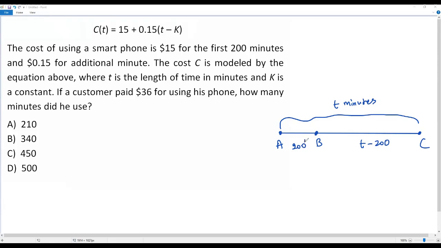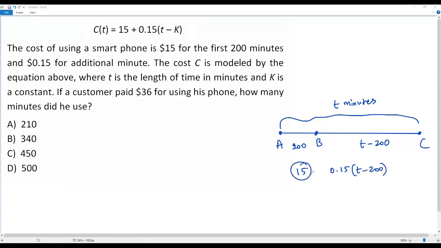For the first 200 minutes, the company charges $15. So let me write 15. For each additional minute, the company charges $0.15. Here we have t minus 200 additional minutes. For one additional minute, the cost is $0.15. Then what is the cost for t minus 200 additional minutes? For that, we multiply the cost for one additional minute and the number of additional minutes. That is 0.15 times (t minus 200).